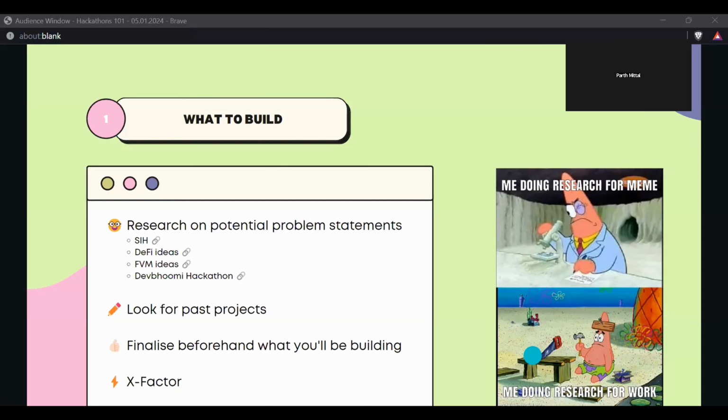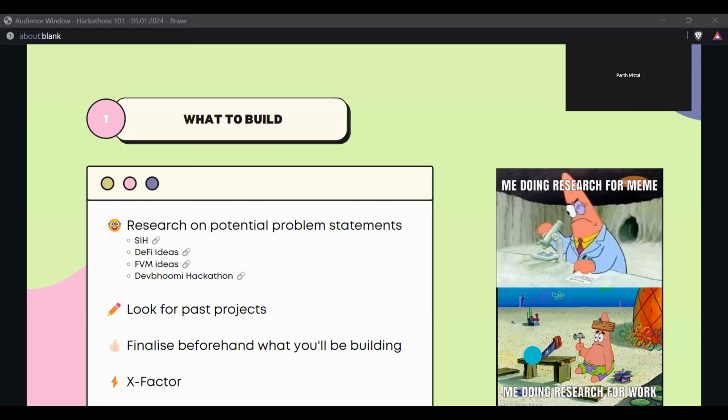There is this link for DeFi, I think by Solana or Filecoin. You can have a look at those. FVM is again by Filecoin. Dev Bhumi Hackathon was one conducted by the Uttarakhand police, if I'm not wrong, and they had a bunch of problem statements which are really nice. I do remember them. What else? A lot of times problem statements are given by the organizers themselves, so you could look for that.